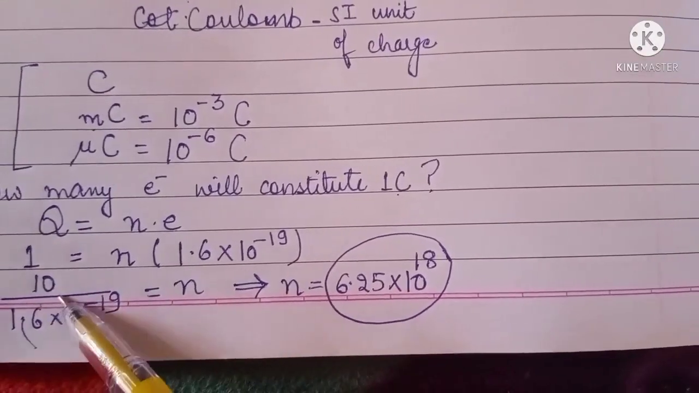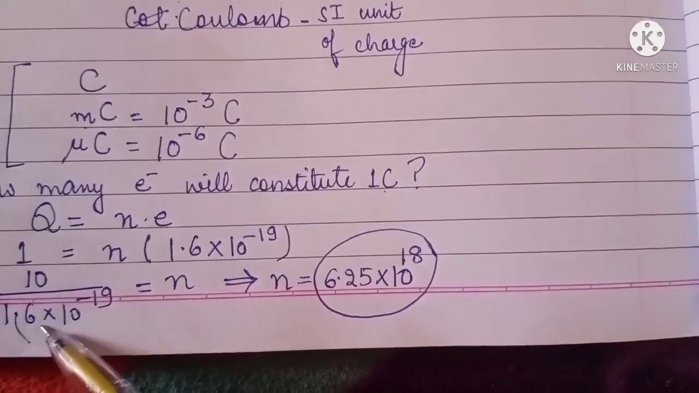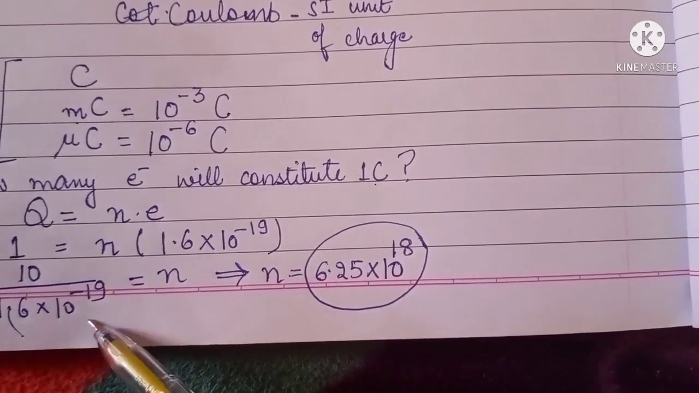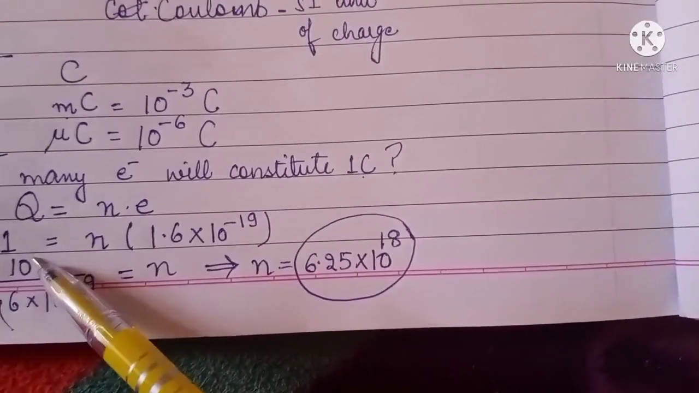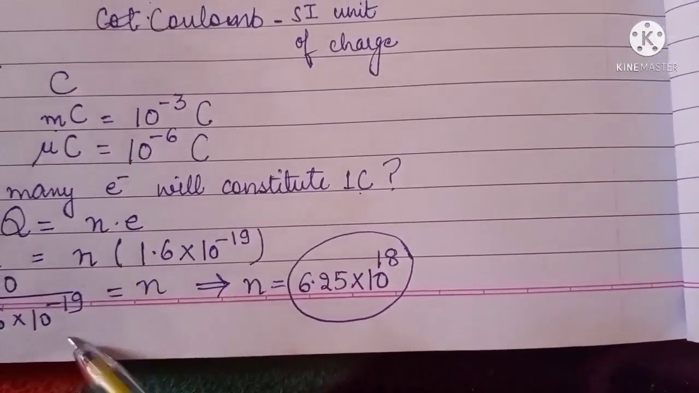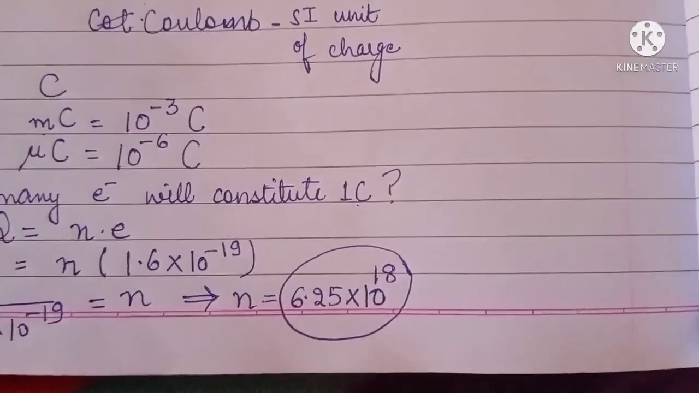And that's how we get n equal to 1 by 1.6. Removing the decimal, it makes it 10 by 16. And then this 10^-19 goes in the numerator part. This was already power 1. This goes in the numerator with 10^19. And we get it equal to 6.25 × 10^18.